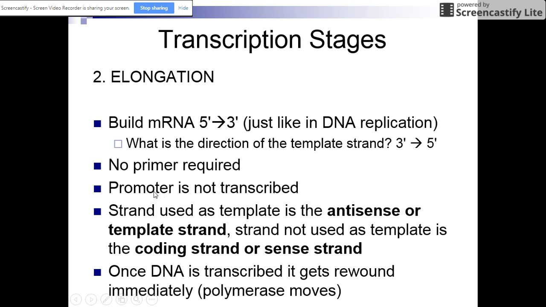And it's important to note that the promoter region is not transcribed. That promoter region never turns into protein because it never turns into mRNA. It's just used as a spot for the RNA polymerase to bind to.